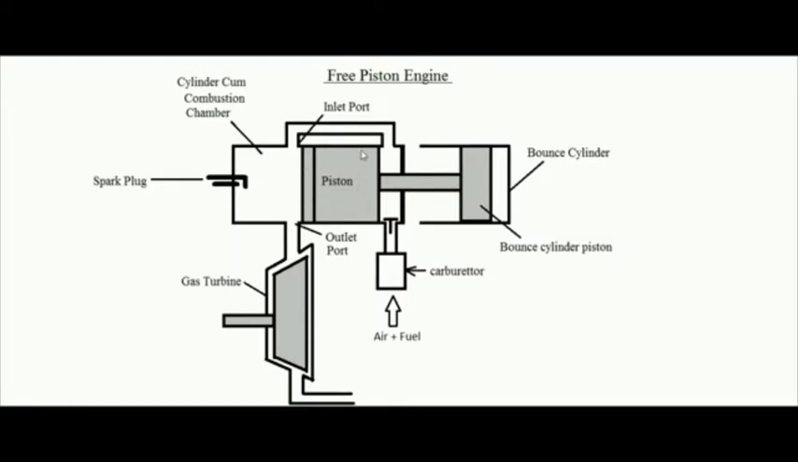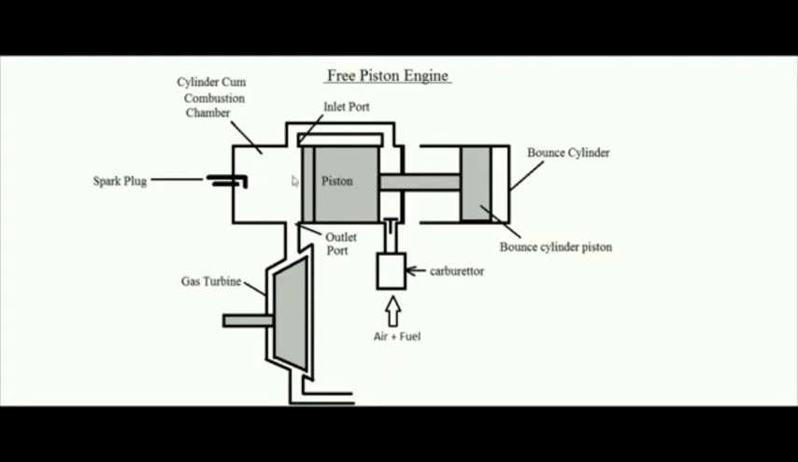Now this is another piston. If you divide this entire system in two parts, then this right hand side is the bounce cylinder part, and this left hand side is actually the two-stroke engine. This is the gas turbine which runs with the help of the exhaust of the two-stroke engine. By the help of the arrow I am showing the boundary: this system is the two-stroke engine, and this system is the bounce cylinder. So it consists of two main parts. One is the bounce cylinder, the other is the two-stroke engine.